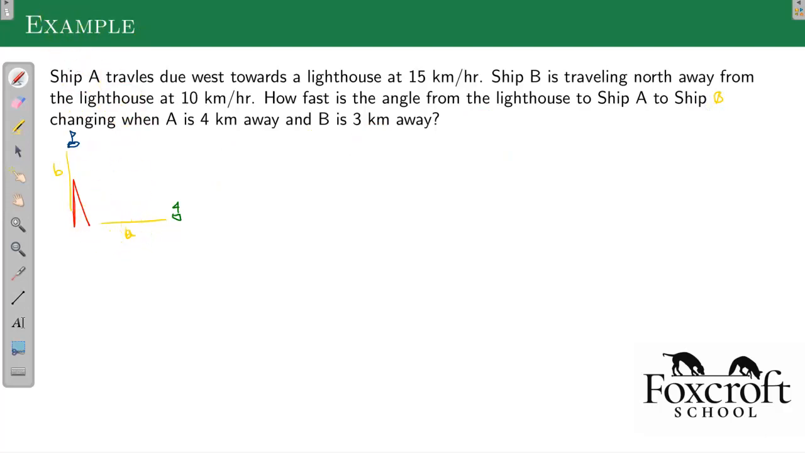So we're talking about this angle here. All right, we're trying to figure out how that angle changes as A gets closer and B gets further away. The first thing we do is figure out some equation that relates all these quantities together, something that gives us this angle. We have the opposite and adjacent sides, so it's going to be tangent. So the tangent of theta equals b over a.